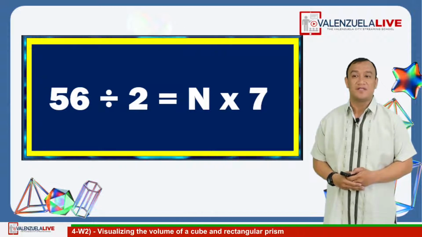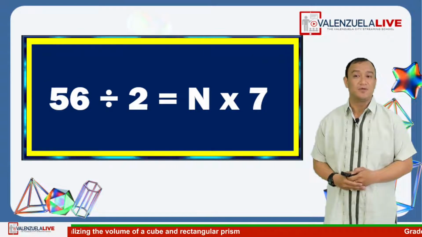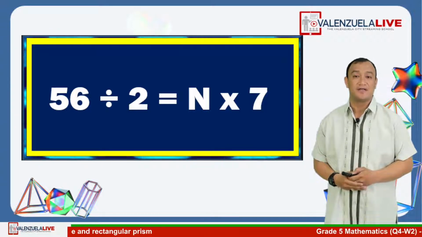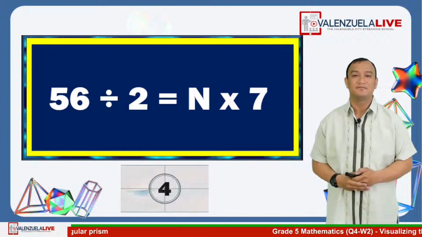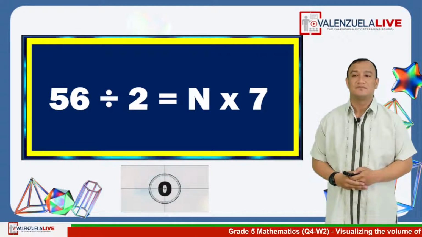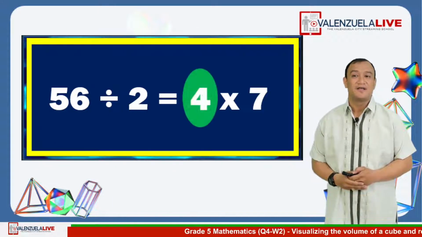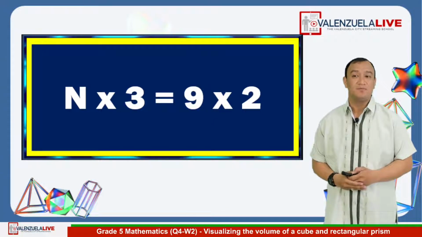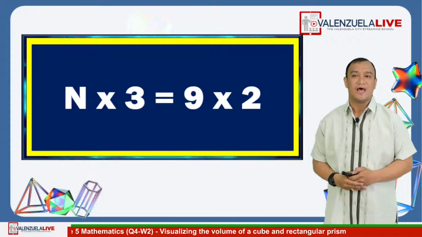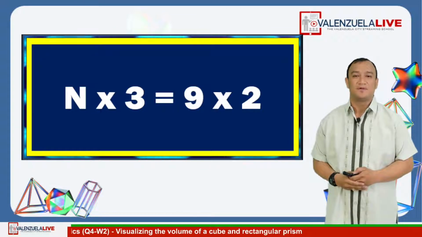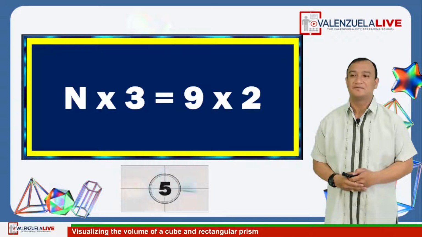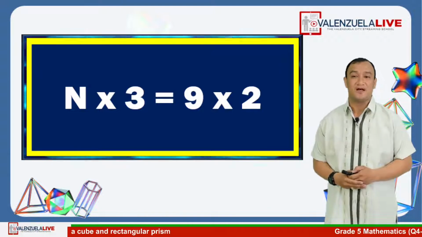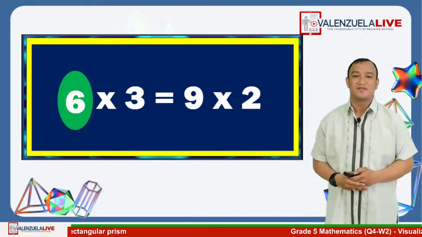Another, 56 divided by 2 is equal to n times 7. 5 seconds starts now. Okay, let's find the answer. That is 4. Next, n times 3 is equal to 9 times 2. Time starts now. Okay, time's up. The answer is 6.